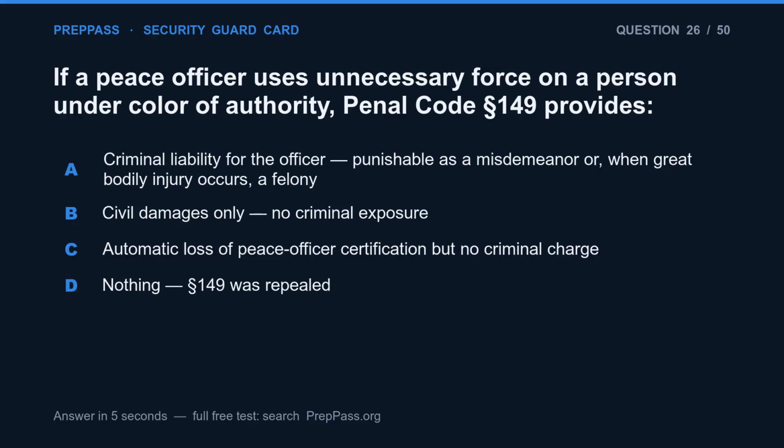Question 26. If a peace officer uses unnecessary force on a person under color of authority, Penal Code Section 149 provides A. Criminal liability for the officer, punishable as a misdemeanor or, when great bodily injury occurs, a felony. B. Civil damages only, no criminal exposure. C. Automatic loss of peace officer certification but no criminal charge. D. Nothing. Section 149 was repealed.